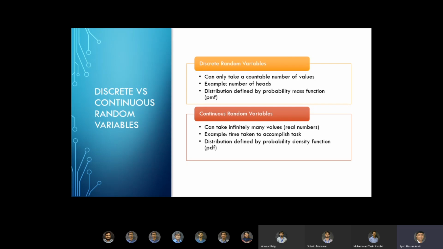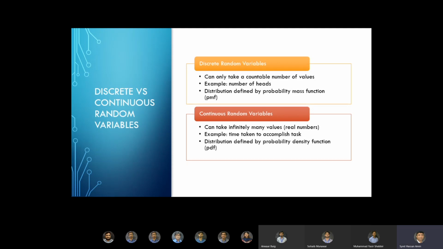For example, the number of heads is always going to be 1, 2, 3, 4, 5, 6. It cannot be like 1.1, 1.2. So there are not an infinite number of possibilities for the number of heads. They have to be discrete numbers.